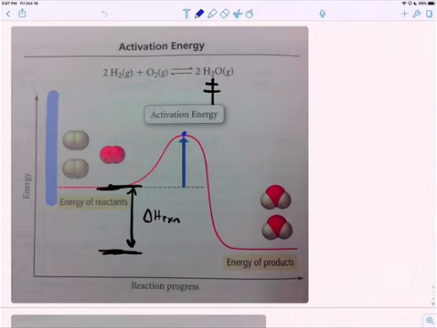A transition state. This is outside of the textbook right now. A transition state is something we don't have a very good definition for. We can certainly tell what it is when we see one, but we have a hard time defining it.